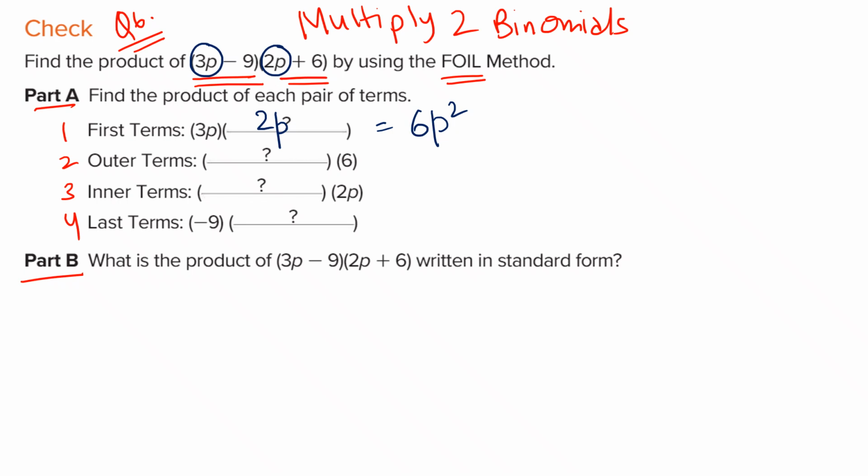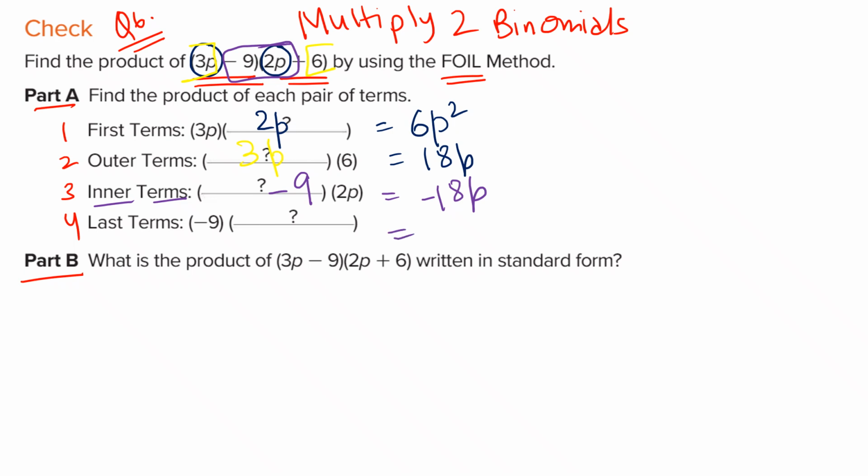Let's go to outer terms. Outer means outside. So I'm going to pick the outside term 3p and the outside term 6. So 3p with 6, when you multiply, is going to give you 18p. Moving on, let's go to the inner terms. Inner are inside terms, so it's going to be these two. So we're going to multiply minus 9 with 2p. That's going to give us minus 18p.